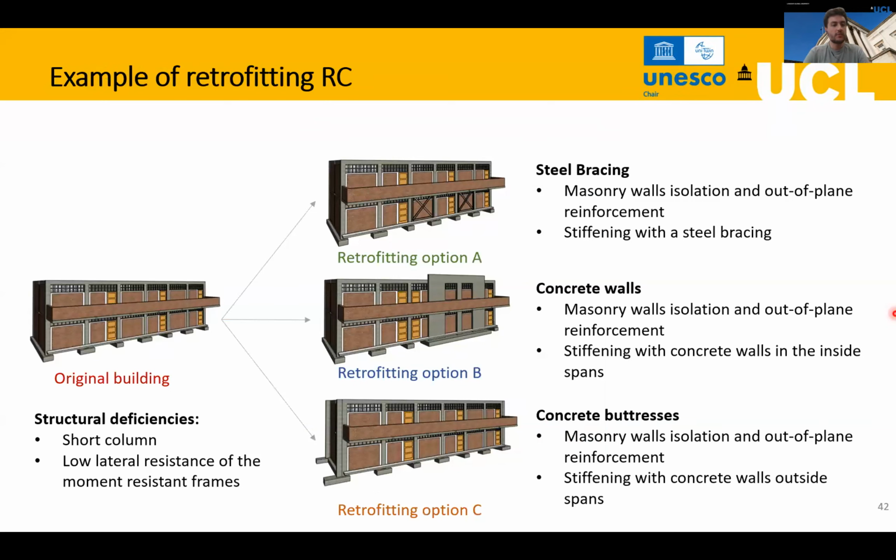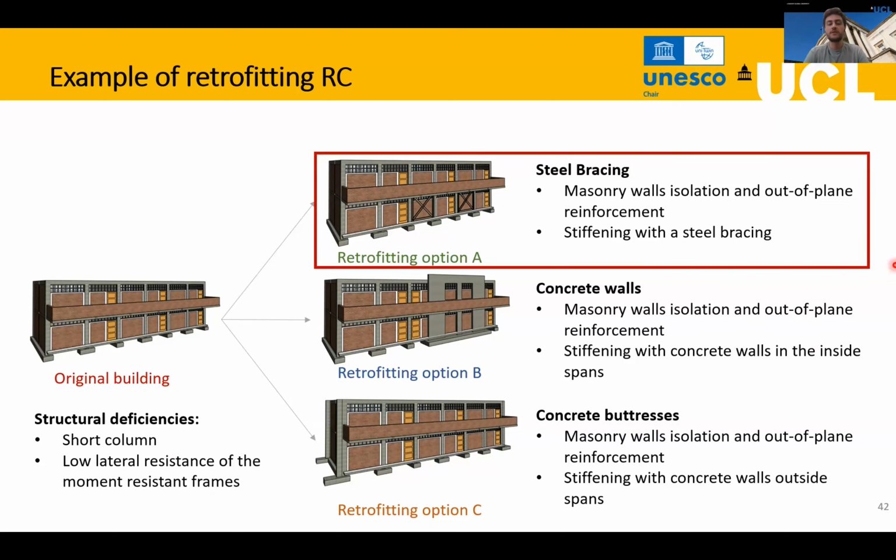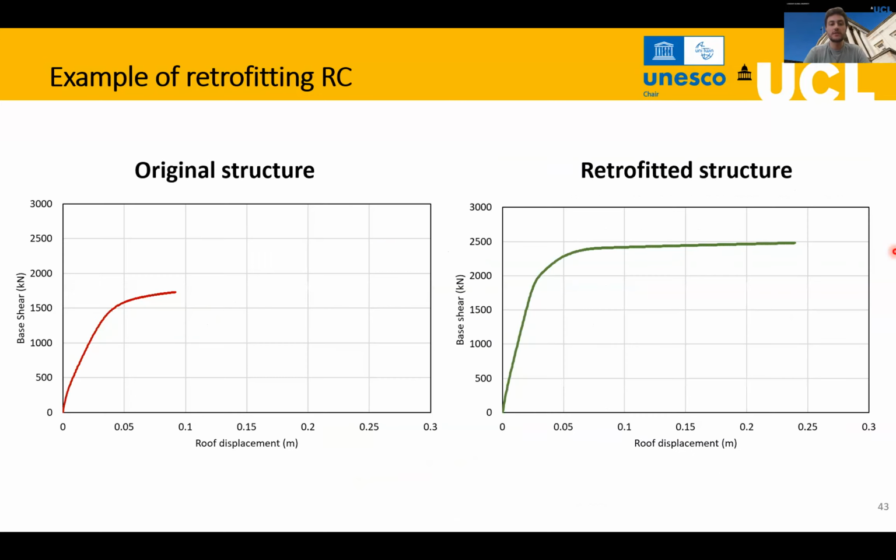Finally, just a brief example. If we have an original building such as this with short columns and a low lateral resistance of the moment resistant frames, there are many possible retrofittings, as you can see here: steel bracing, concrete walls, or concrete buttresses. In particular, since in here we are talking about a school building, time of implementation is very important. So in this case, one can select steel bracing as the alternative.